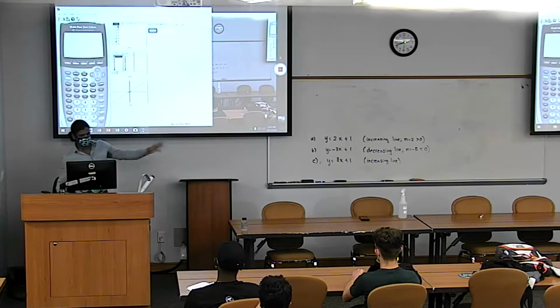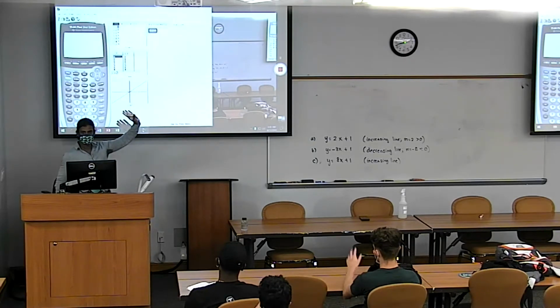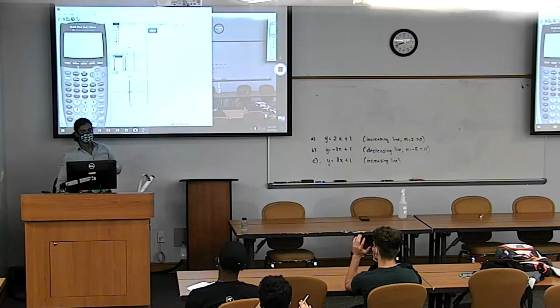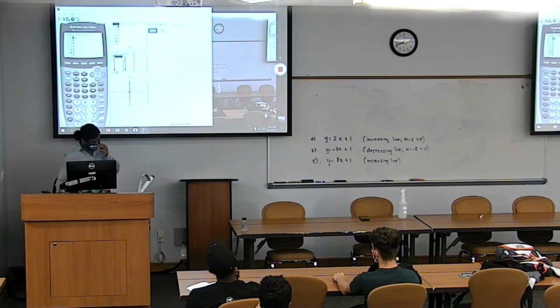So I want to graph these two lines. So to graph in your calculator, how many of you know how to use this calculator? Okay. So this is for people who do not know how. So select y equals and type in the equation 2x plus 1, that is the first one. Yes. And graph.